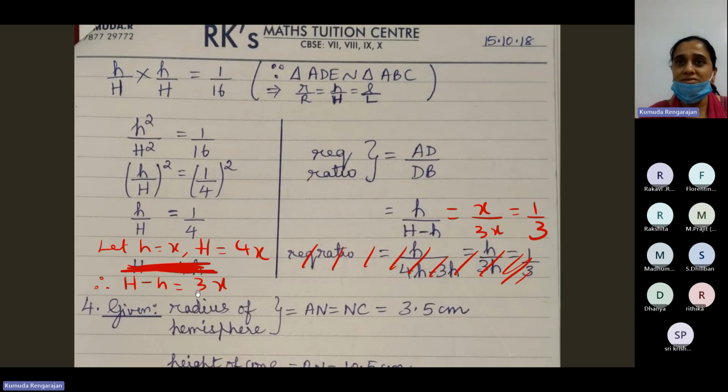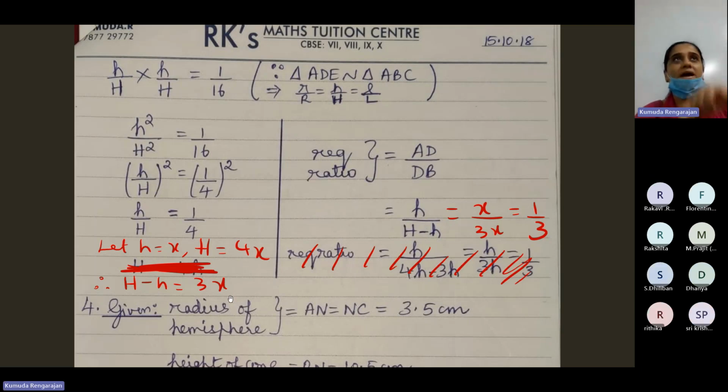Why are we finding H minus h? Because total height minus small cone's height is the frustum's height. So we need to find that 3x. Now the required ratio is the small cone's height h by the frustum's height H minus h, which is x by 3x or 1 by 3. All right.